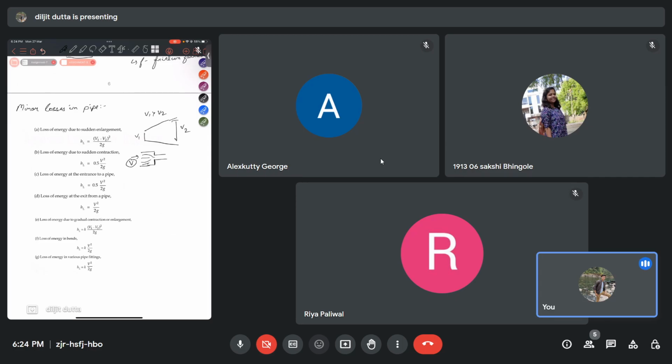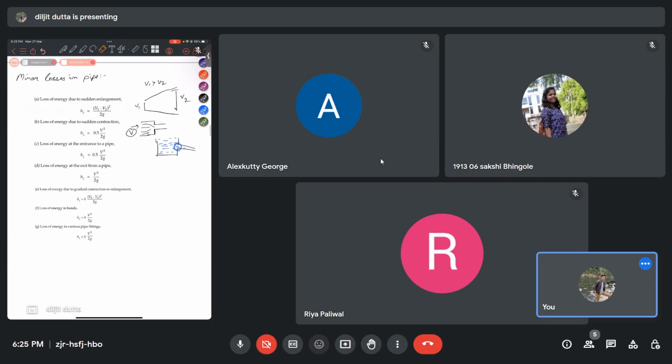And loss of energy due to entrance of a pipe: suppose there is a reservoir and we fit a pipe here, when the water is moving into the pipe there will be some head losses in this part, and this will also be equal to 0.5 V square by 2g. So these three are done.